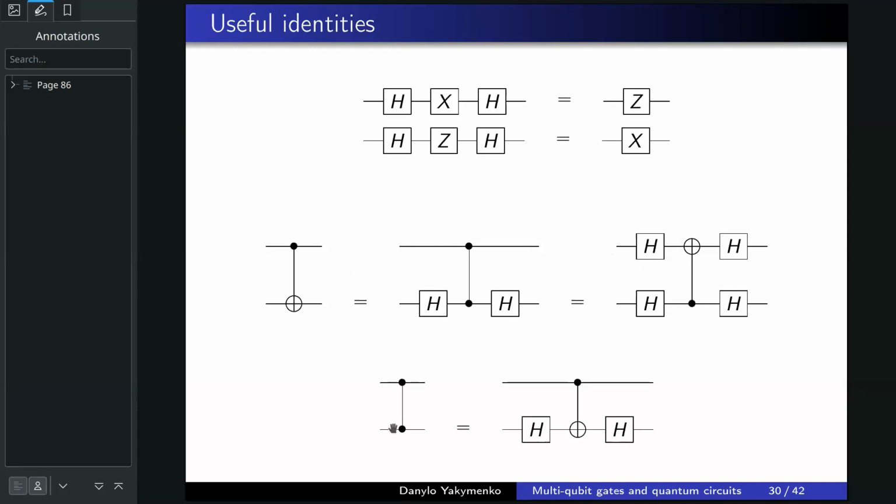We also can, again, by what I explained before, transform this identity to this identity. So we can also express the controlled Z operation with the help of controlled NOT and Hadamard gates that act on the target qubit here.